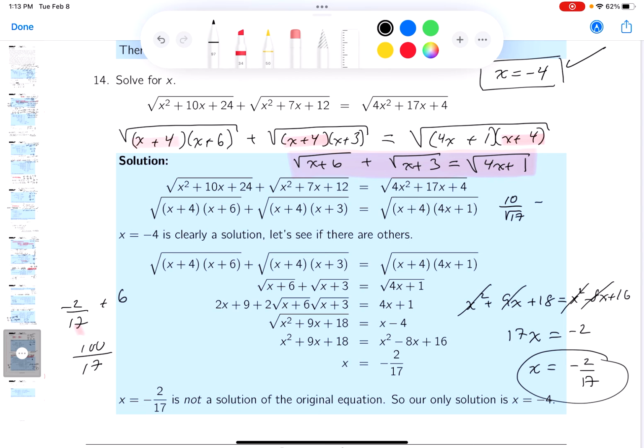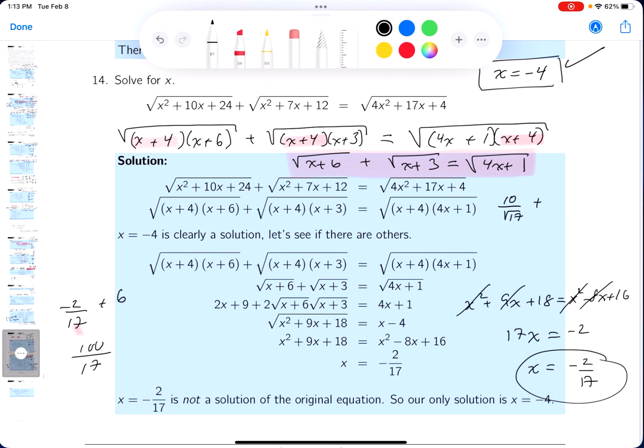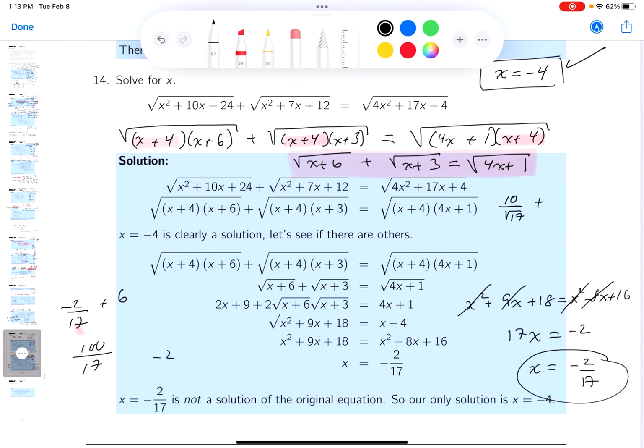Let me go to the next term. And that's going to be minus 2 17ths plus 3. And what's that going to be? Let's take a look at it. That's going to be 30 and 21, 51. 51 minus 2 is 49 17ths, right? Well, that's going to be 7 over the root of 17.